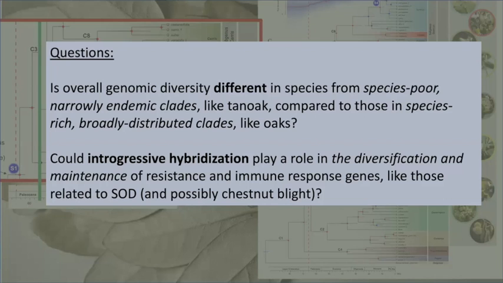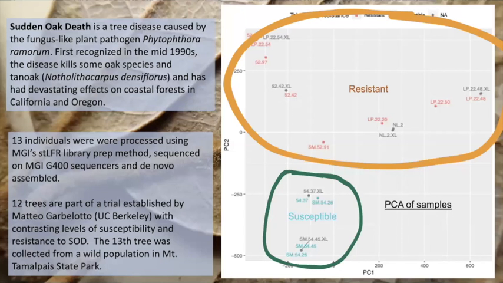So the idea is that possibly hybridization in species-rich lineages kind of allows an accumulation and enrichment of those resistance genes, and that's perhaps why things like tanoak are more susceptible to these kinds of invasive diseases than the species-rich lineages like oaks.